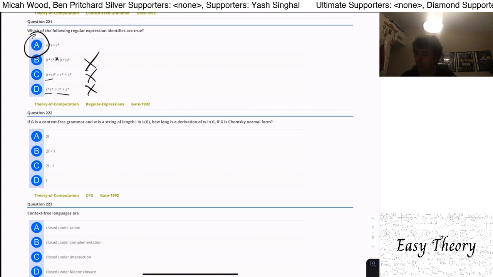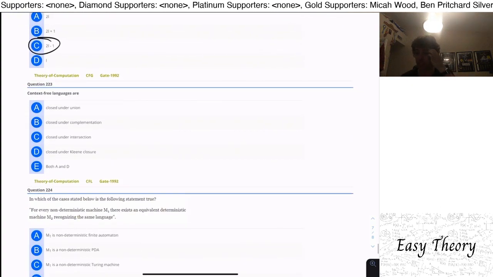If G is a context-free grammar and W is a string of length L in G, how long is the derivation of W, assuming G is in Chomsky normal form? This is 2L minus 1. But that's not necessarily true if you have the empty string, but that's just a small case.